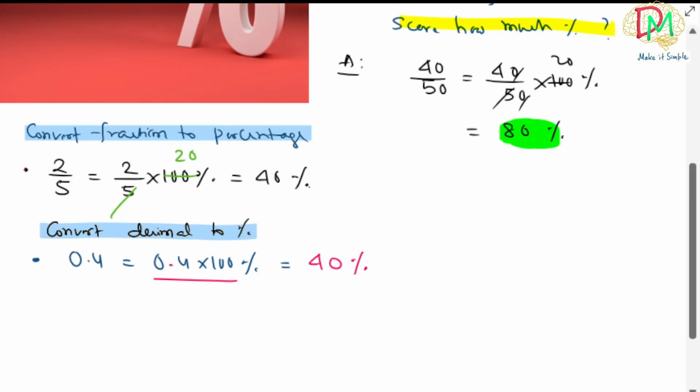Next we learn how to convert the percentage to a decimal number. You can do that by simply dividing by 100. So 40% becomes 0.4.